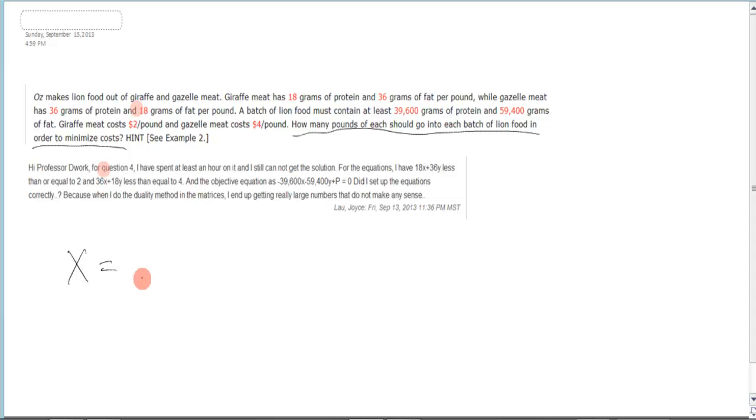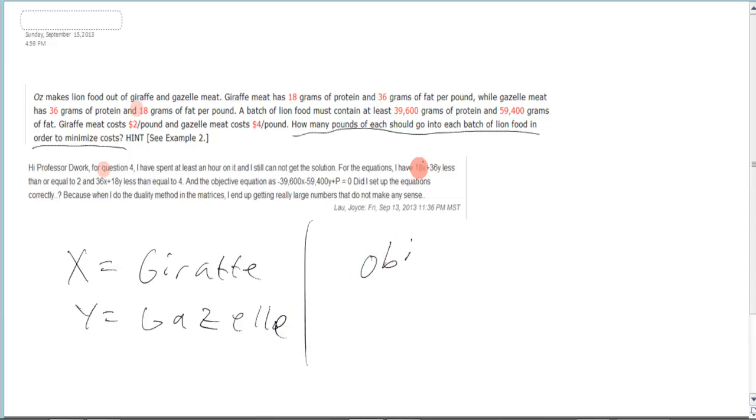So how many pounds of giraffe meat? All right, so X will be giraffe, and then Y will be gazelle. All right, so next, let's define our objective, which was to minimize cost.